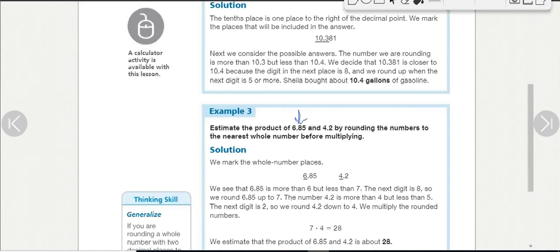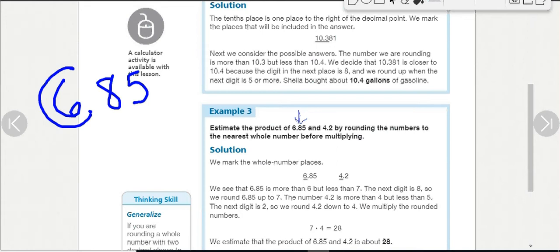Let's blow this up a little bit. 6 and 85 hundredths. Whole number, so we're actually going to move everything to the left of the decimal. This number tells me, does the 6 go up or does the 6 stay the same? 8 is bigger than 5, so the 6 becomes 7, and then we zero out the rest.